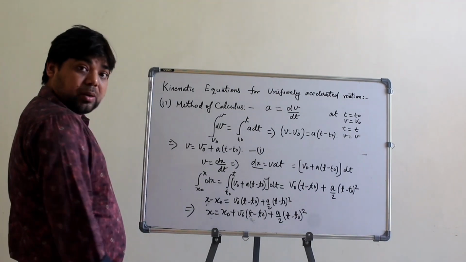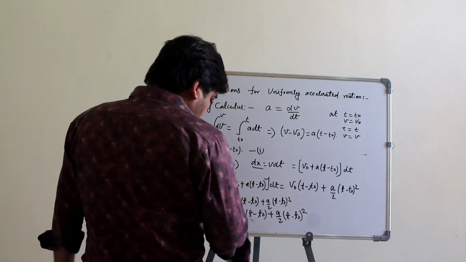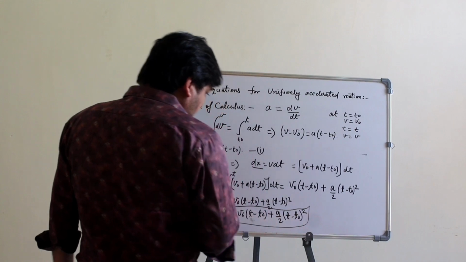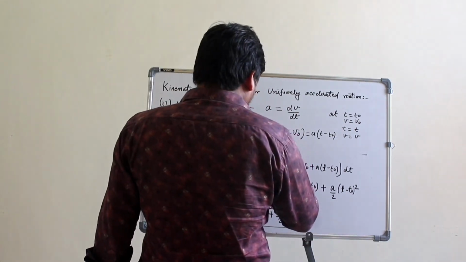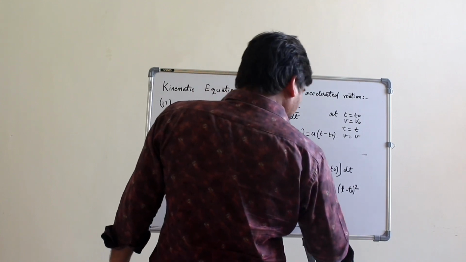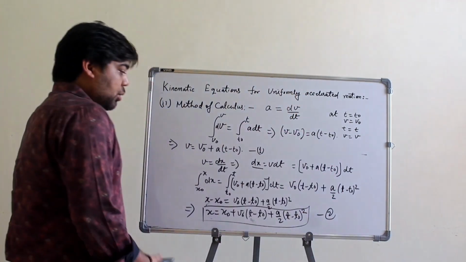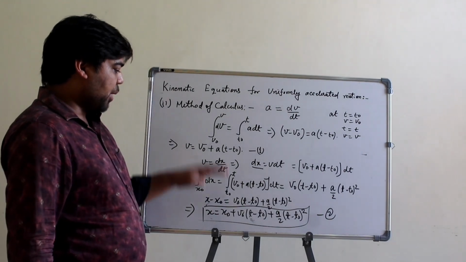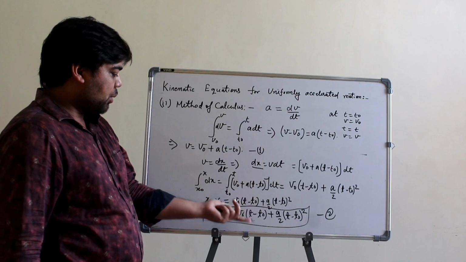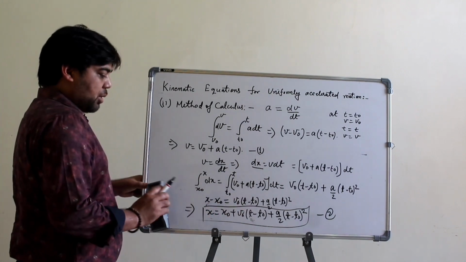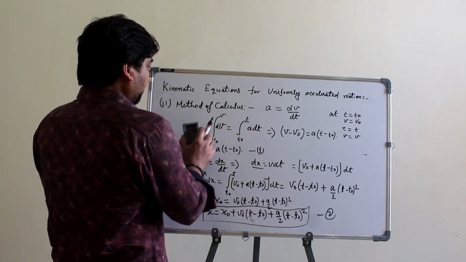So this is what we have got. This was equation number 1, and this is your equation number 2. So you see, using the method of calculus, we derived the kinematic equations, equation 1 and 2. Now we will go to equation number 3.